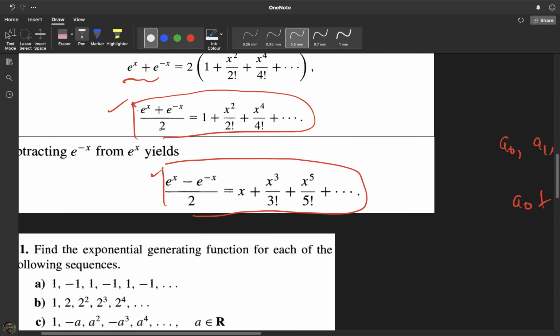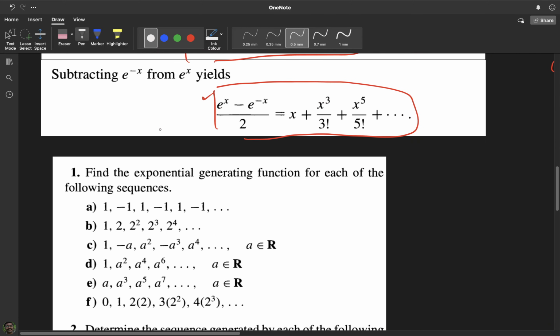Now let us do some problems related to that. Find the exponential generating function for each of the following sequences. The first sequence is 1, minus 1, 1, minus 1, 1, minus 1, and so on.